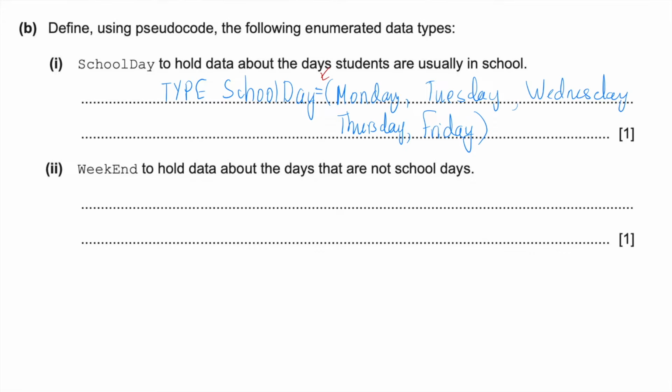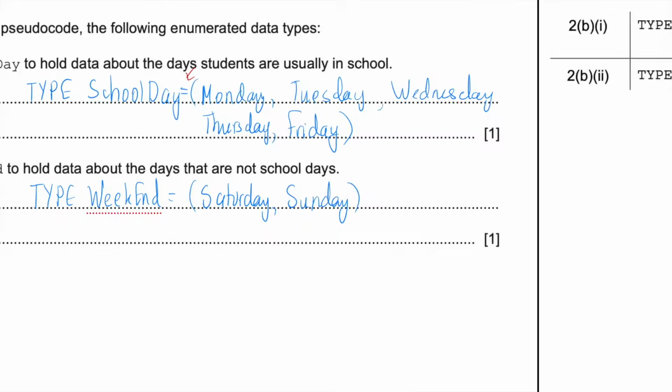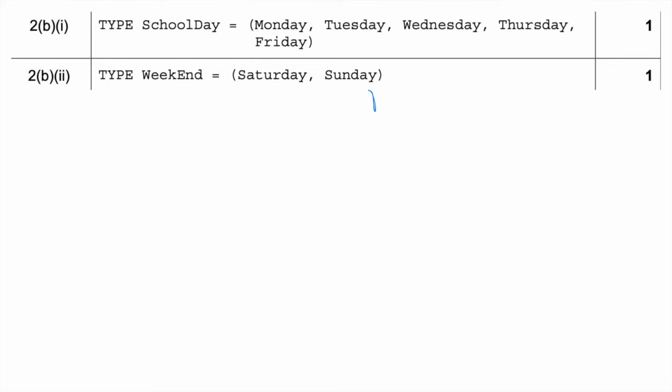So again, we're going to have type, name of our data type, equal sign, and then parentheses, and this is probably just going to be Saturday and Sunday. Let's go check the mark scheme, and yeah, that's the answer. So really what you just need to remember is the syntax, but these are pretty straightforward questions.